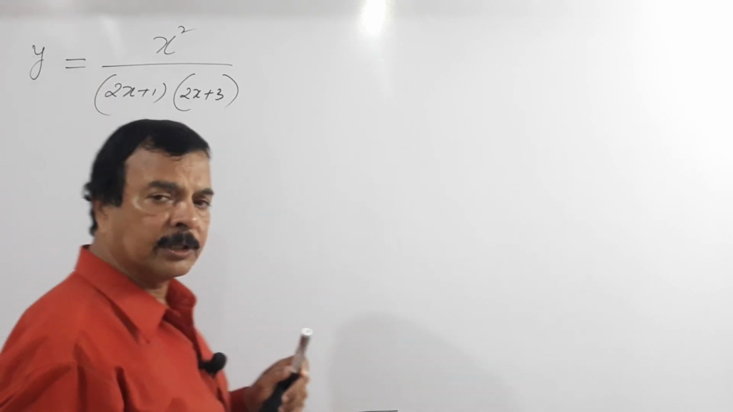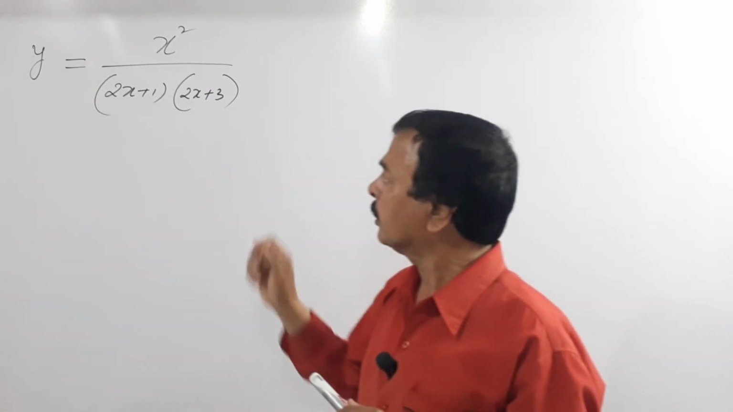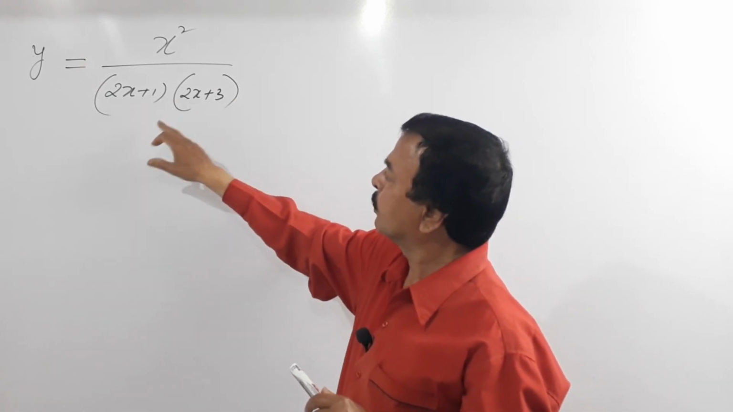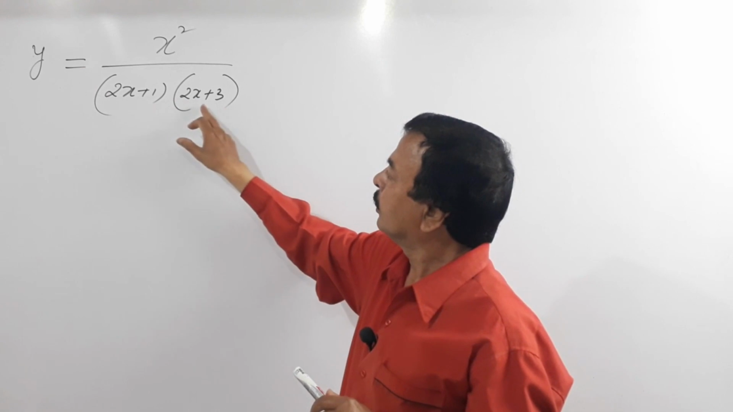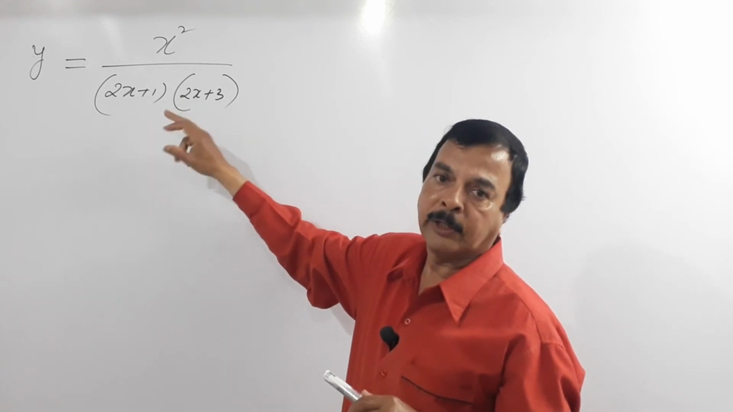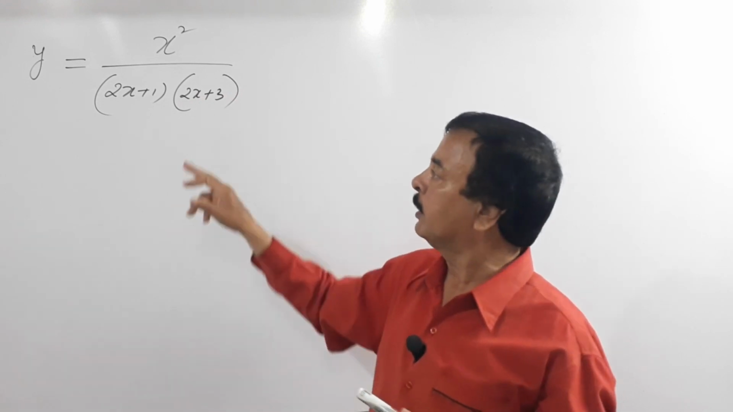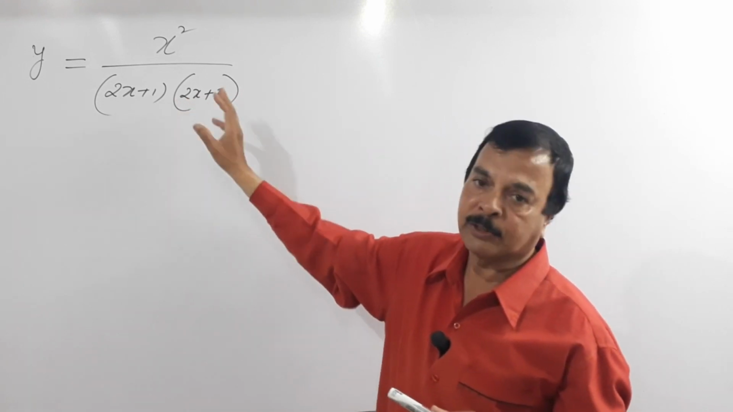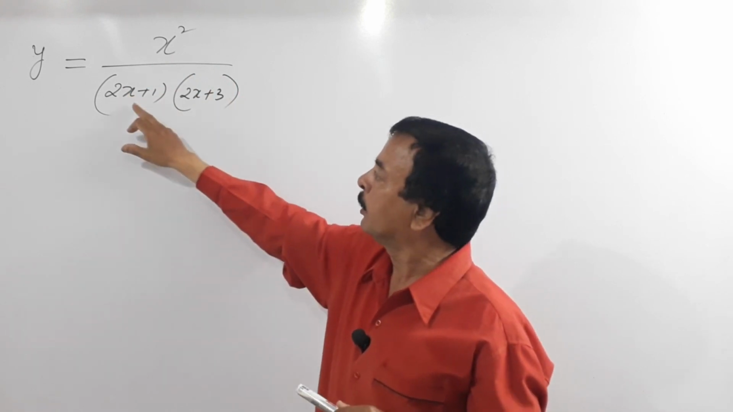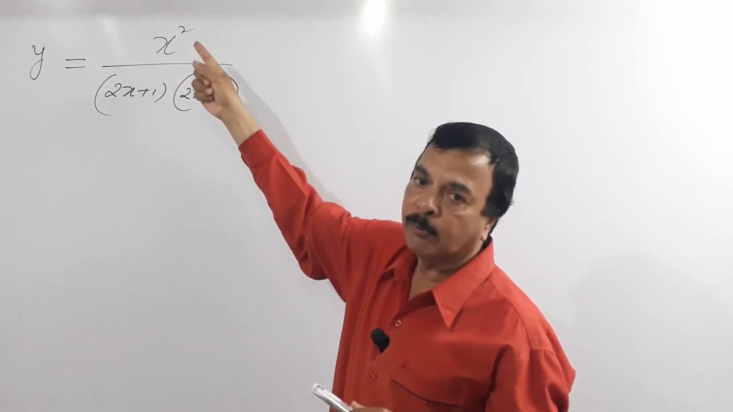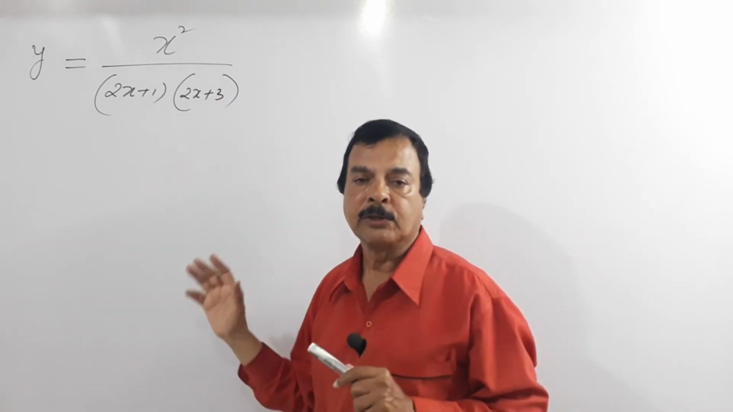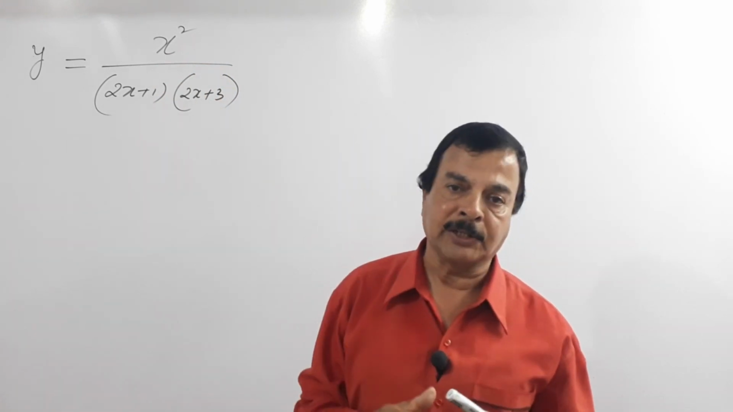So dear students, just note here. If you multiply this 2x plus 1 into 2x plus 3, the denominator will have a degree 2. The power of x will be 2, that is 4x square. Forget about the numerical value. What will be the degree of x? It will be 2. So numerator also will have x square and denominator also will have x square. So it is an improper fraction.